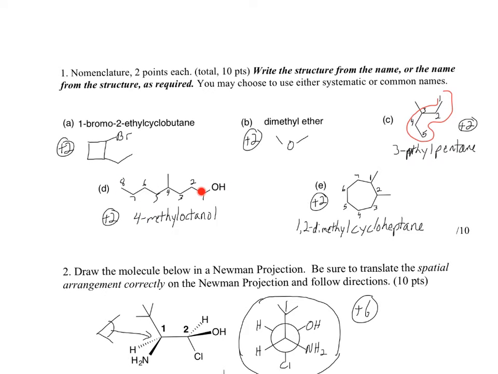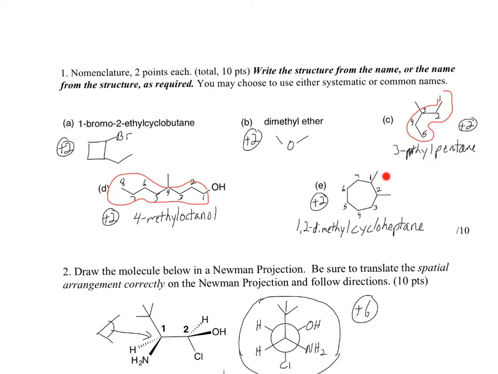Here again, the structure is drawn for us. We find the longest parent chain. In this case, we want to include the oxygen; the hydroxyl has to be in that parent chain. We give OH priority, so we say it's an octanol. 1, 2, 3, 4, 5, 6, 7, 8. There's a methyl group on the 4th carbon, so 4-methyloctanol, with the OH.